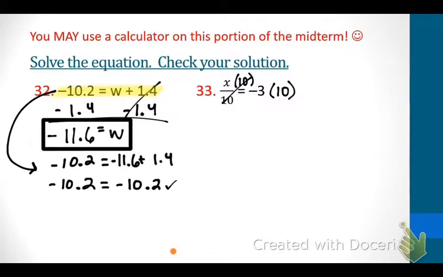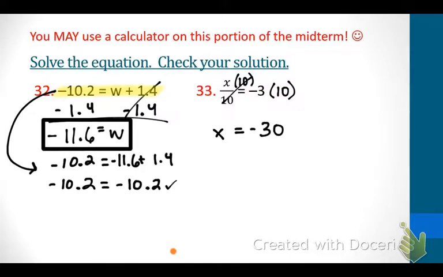What am I left with on the left side, Addie? On the left side, what's left over there? Just an x. Drop down your equal sign. Now, Addie, what is negative 3 times 10? Negative 30. Everybody go ahead and box in that answer.